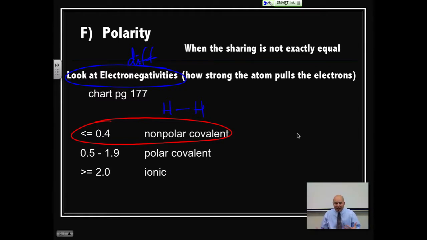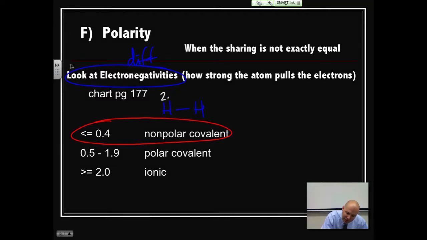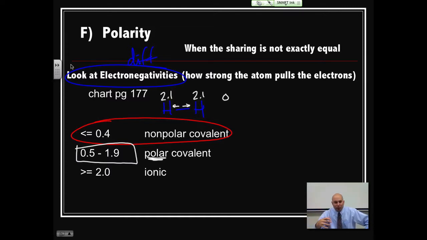And so since they're the same, both hydrogens, hydrogen is 2.1, hydrogen is 2.1. Obviously the difference is 0. So that means that the pull in either direction is the same, non-polar. And it goes up to 0.4. So if it's 0.4, then it's non-polar. If your pull gets between 0.5 and 1.9, then it is polar. It's polar and being pulled towards whichever one is higher.